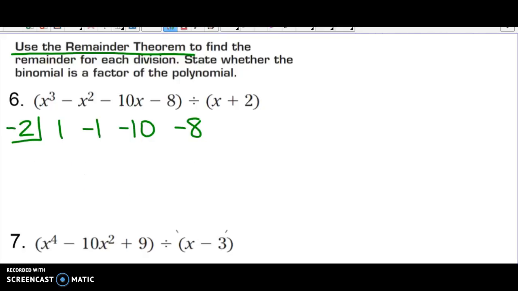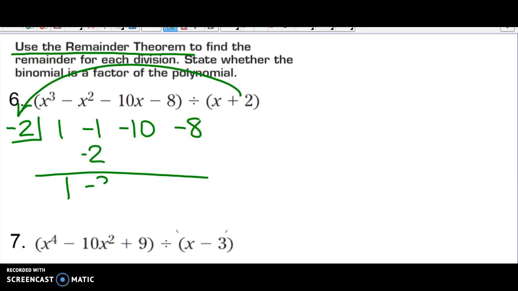So go and change your sign from your root to your factor, or from your factor to your root. Now it's going to go better for us. All right, -3, and then we get a 6, and then we get a -4, and that's going to turn into a +8 and a 0. And yes, it is a factor. Okay, so because you got a 0, you got a yes.